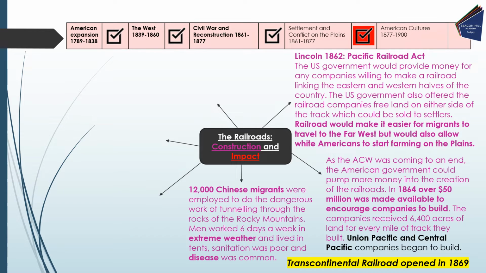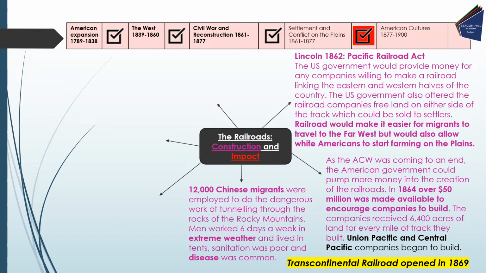Also, in terms of construction, we need to know the diversity potentially of the people that were employed. So we had 12,000 Chinese migrants who were employed to do the dangerous work of tunnelling through the rocks of the Rocky Mountains. Men worked 6 days a week in extreme weather and lived in tents. The sanitation was poor and disease was common. So again, if you had a 9-mark question in reference to the railroads, you could absolutely speak about diversity with the kind of migrants that we had working on the construction of the railroad and also the conditions that they were living in.